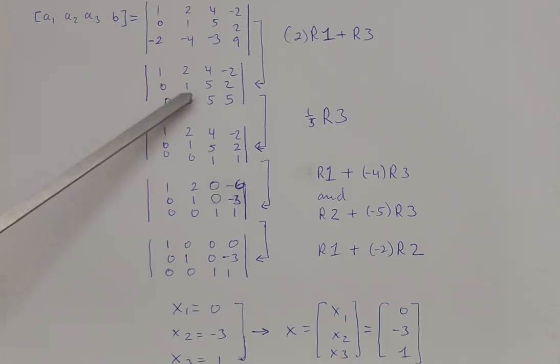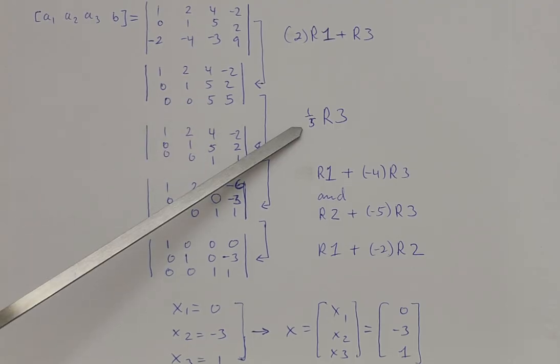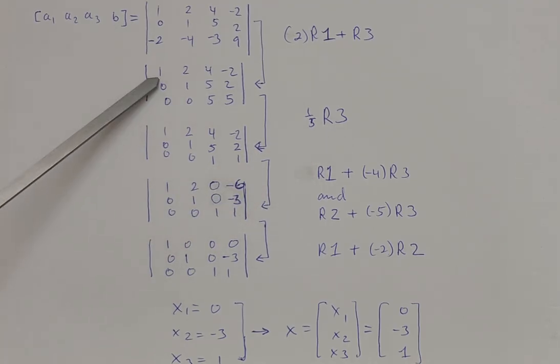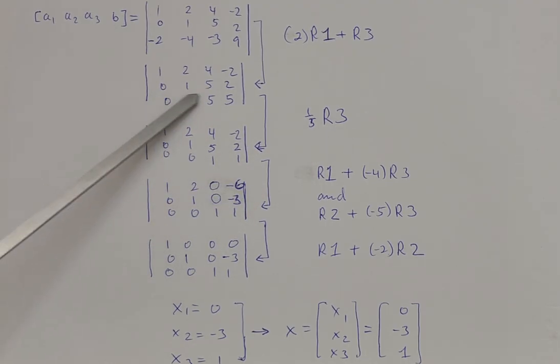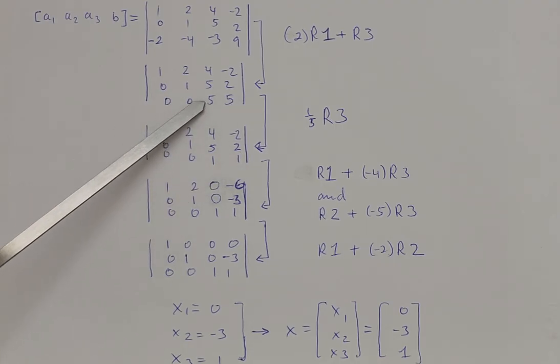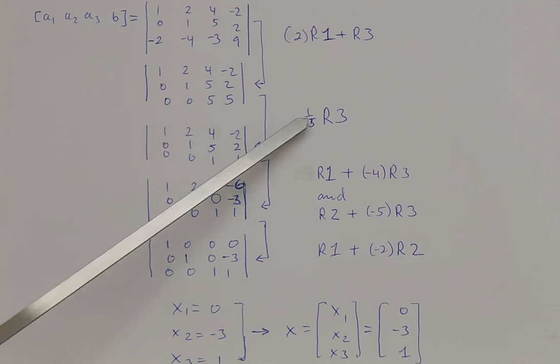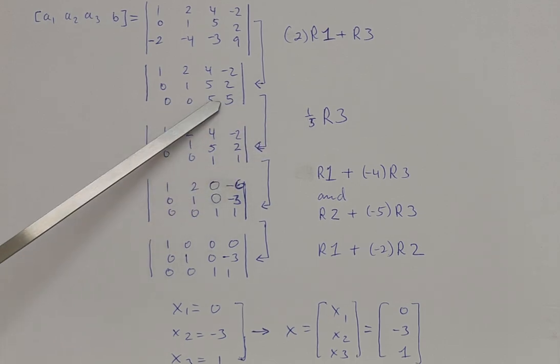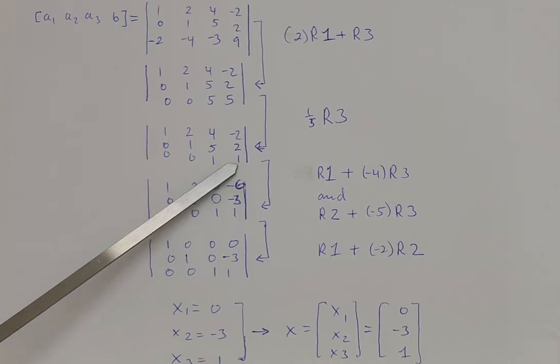So the next spot is this right here. This needs to be a 1. So to get a 1, we need to multiply by the reciprocal. The reciprocal of 5 is 1/5. So 1/5 times R3. Row 1 stays, row 2 stays as is. We just need to change this 5 into a 1. So 1/5 times 5 is 1.